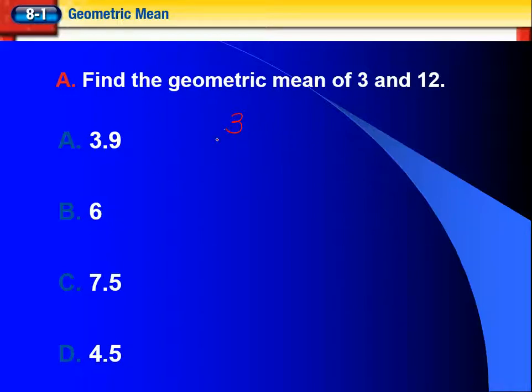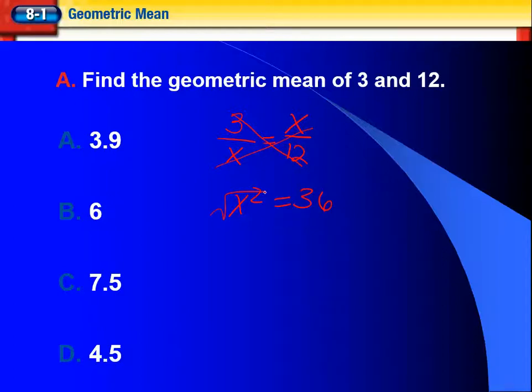Start off with our first number and put it over x. Then put the second number under x. We're then going to find the cross products. So x times x is x squared. 3 times 12 is 36.